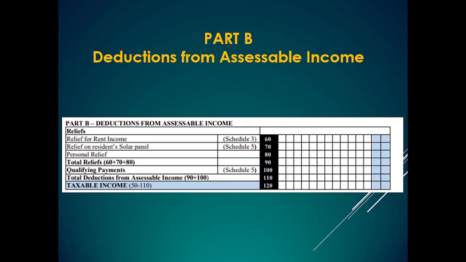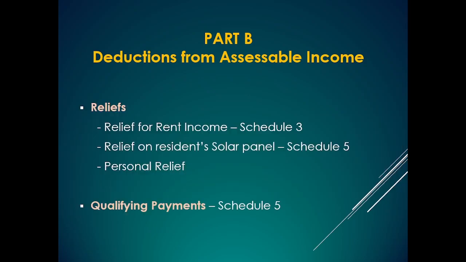In the income tax return, Part B is called deductions from assessable income. Deductions may be a relief or qualifying payment. In each schedule, you can find the relief, exempt or excluded amount cage as a separate part. You have to complete them and finally take the amount to Part B of the income tax return.